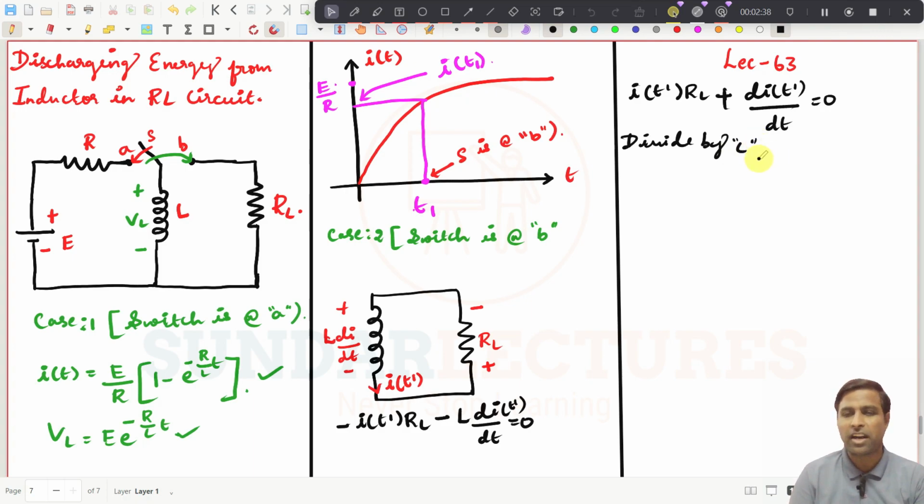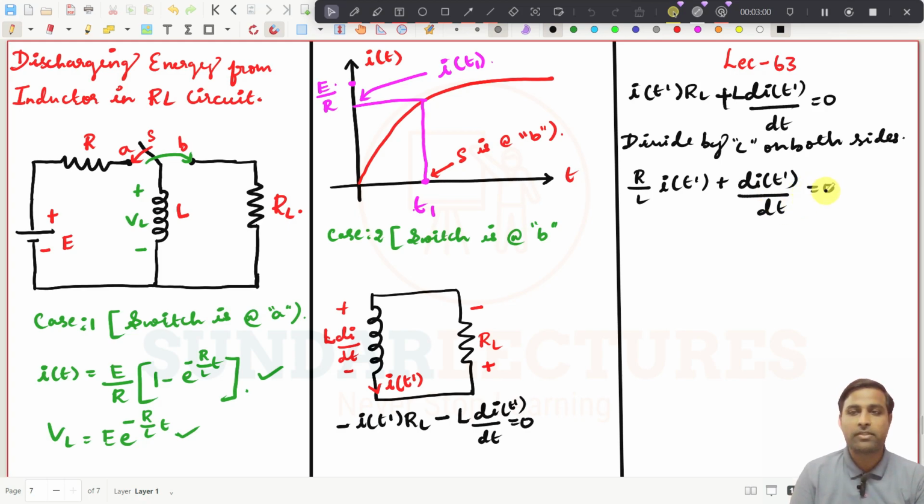This we have done before. On both sides, what you will get is R by L into i(t') plus, oh sorry, I have missed L here, so if you divide L with this one, you will get di(t')/dt, and that should be equal to 0. And what we are going to do now is very simple, right? Because this is a first order differential equation and you just multiply with the integrating factor.